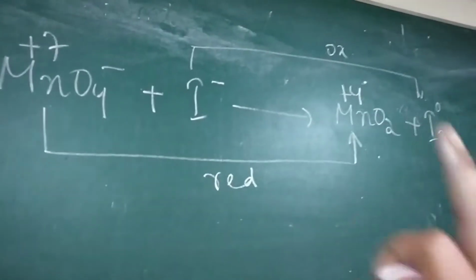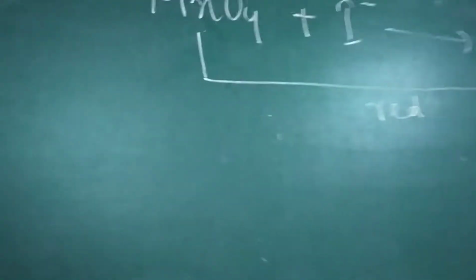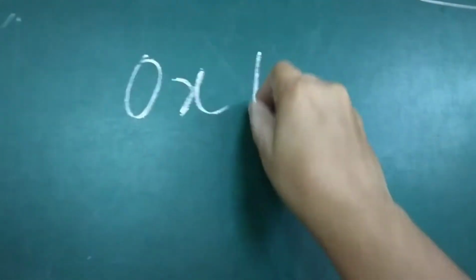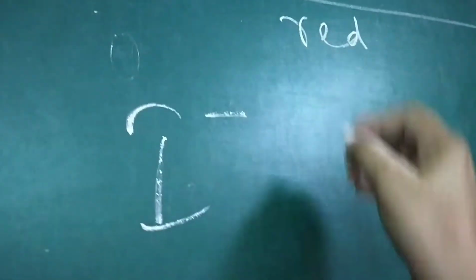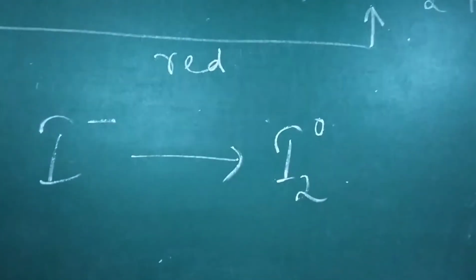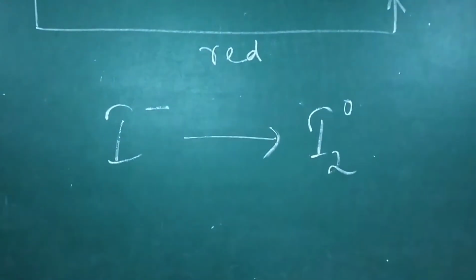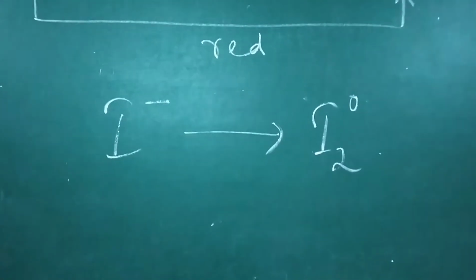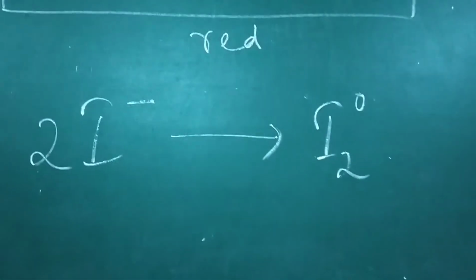Okay, so now we will balance the reduction half and the oxidation half separately and then we will add the two reactions. So first we will balance the oxidation half. So for that we need to write the oxidation half. So oxidation half is I minus to I2, 0. Okay, so now we have to balance the two iodine atoms. So here there are two iodine atoms and on this side there is one iodine atom. So we will balance the iodine atoms by multiplying here with 2. So the iodine atoms are balanced.